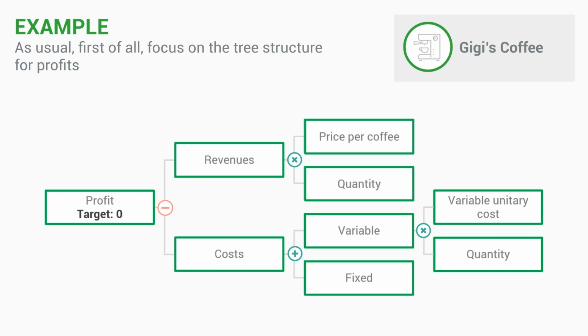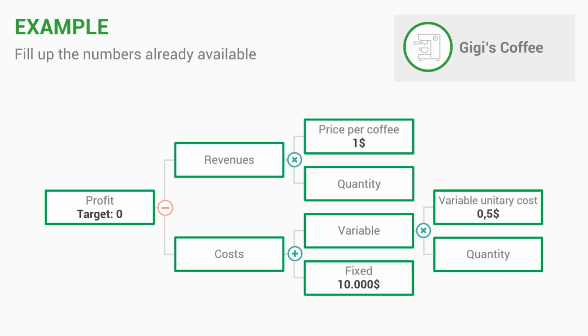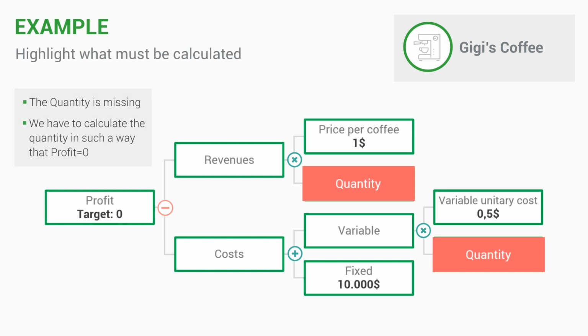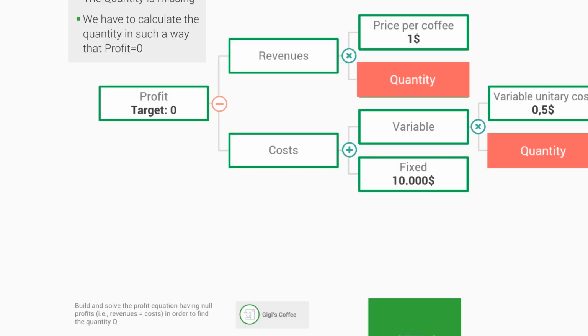We already know some of the relevant data to fill in our tree. Specifically, we know that Gigi estimates his fixed cost to be $10,000 per year and that his variable costs are 50 cents per coffee, whilst he is planning to sell those coffees for $1 each. As we can see, the quantity value is still missing. However, we have enough elements to calculate the quantity in such a way that profit is equal to zero.